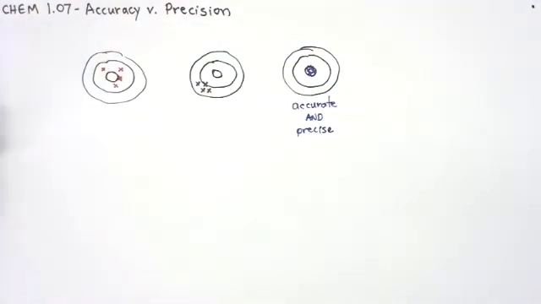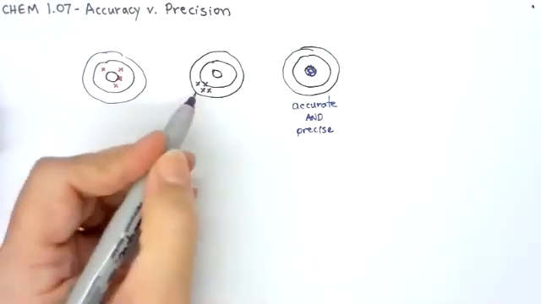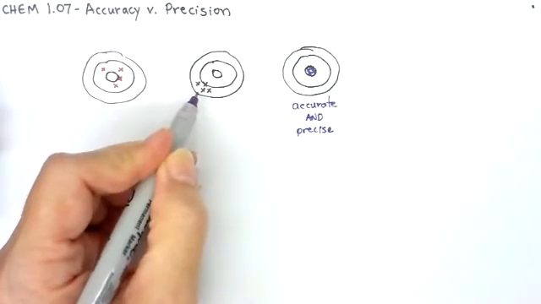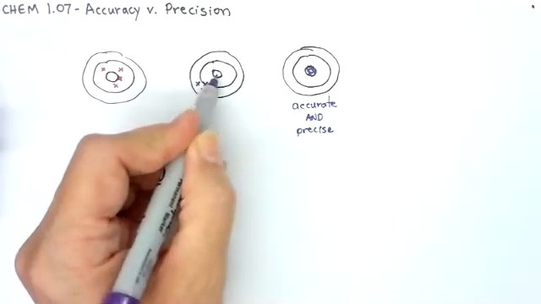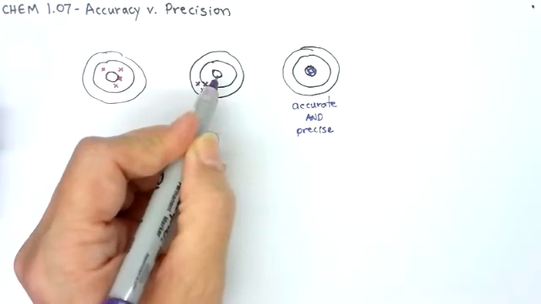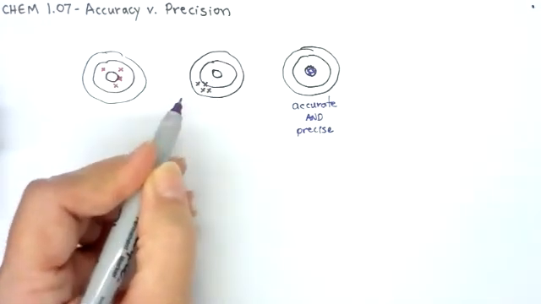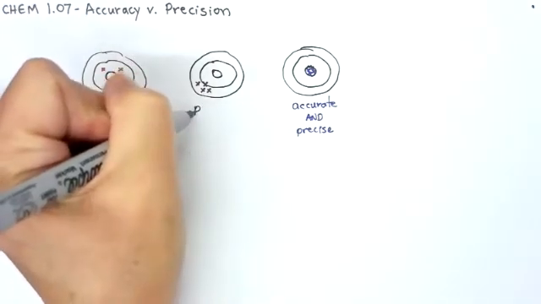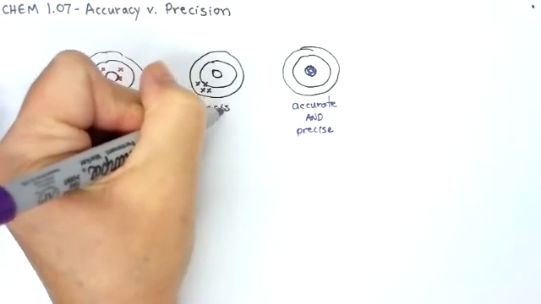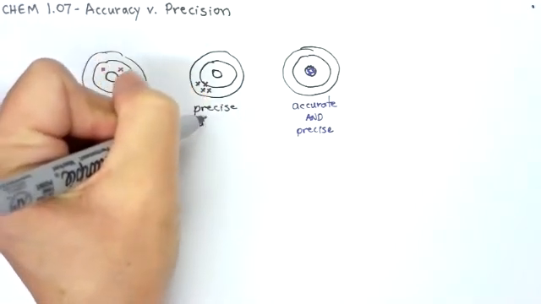For my second flight, working backwards, these are all close together. So they're in a cluster, but they're very far away from the center of the bullseye. To be accurate, you have to hit the center. To be precise, you have to be close together. So this volley of arrows would be precise, but not accurate.